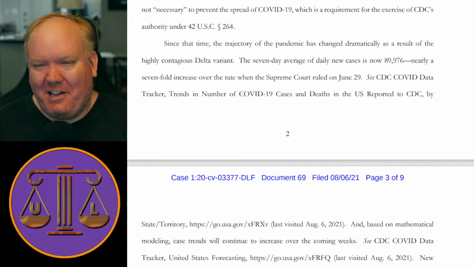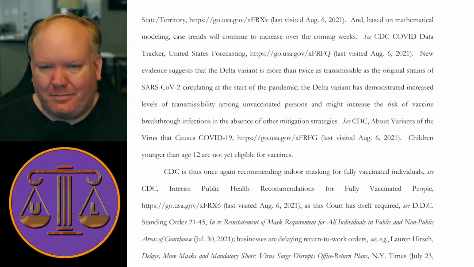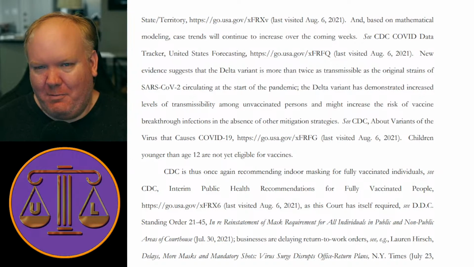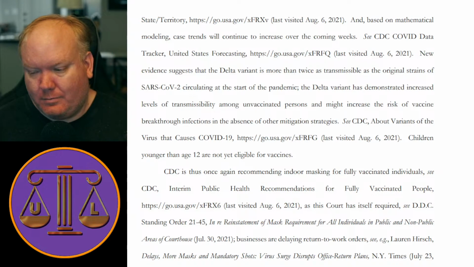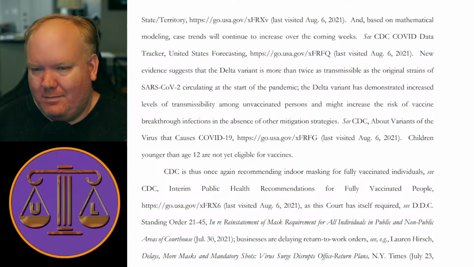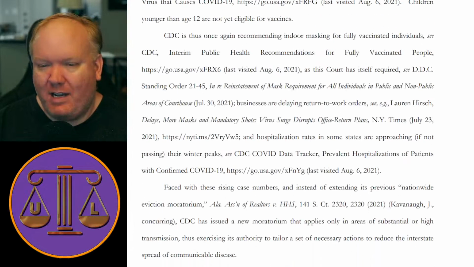The 7-day average of daily new cases is now 89,000, nearly a 7-fold increase since when the Supreme Court ruled. And based on modeling, it will trend upward. New evidence suggests the Delta variant is more than twice as transmissible as the original COVID circulating at the start of the pandemic. The Delta variant has demonstrated increased levels of transmissibility. The CDC is once again recommending indoor masking for fully vaccinated individuals.